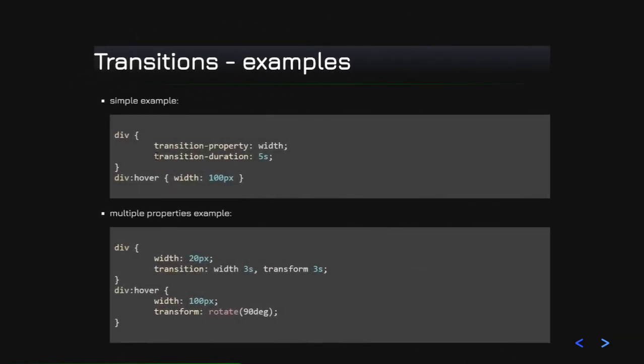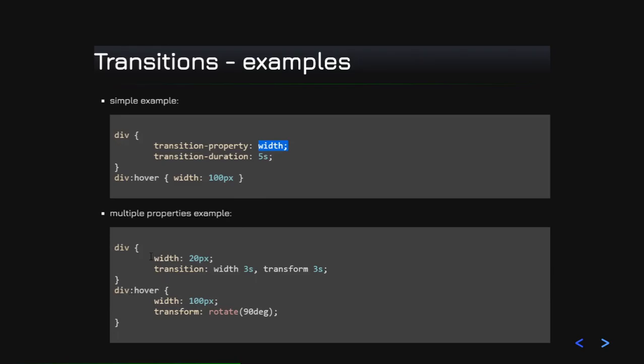Some examples. We have here a div, and the style of the div is this one, which specifies the width, so that the width is changed, and the duration is 5 seconds. And when the mouse is over the div, the width changes to 100 pixels from the previous width, which is not specified here, but I'll show you in the example. And here we only transition the width property, or we only apply effects to the width property.